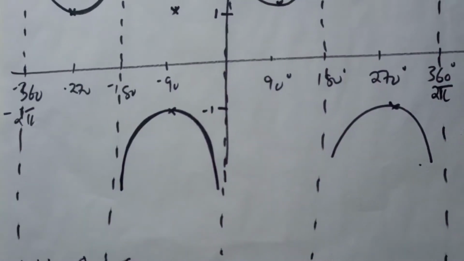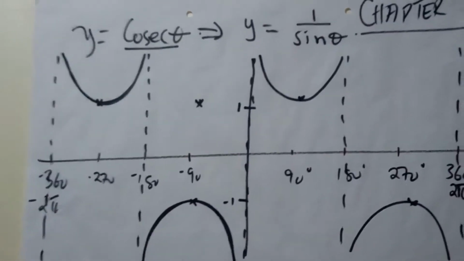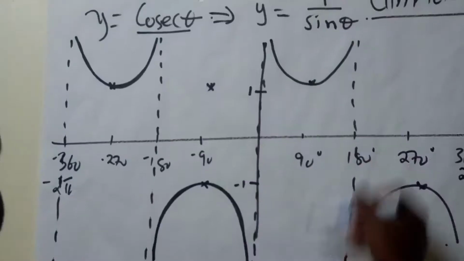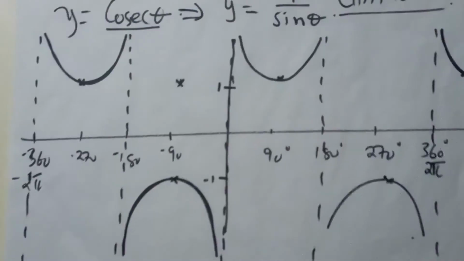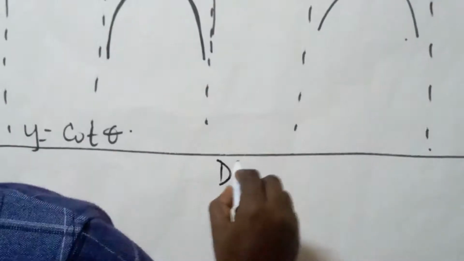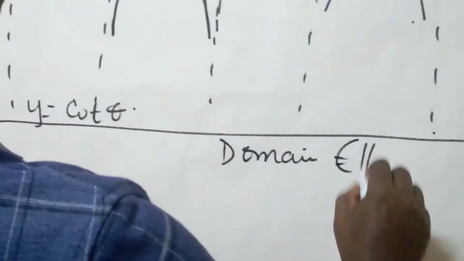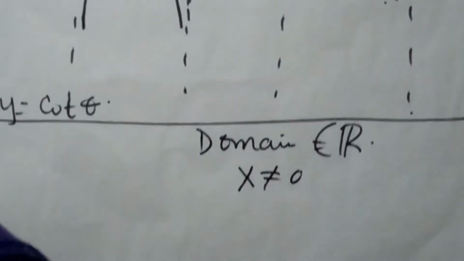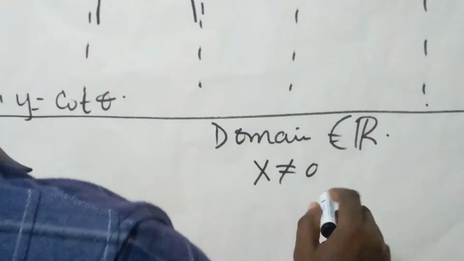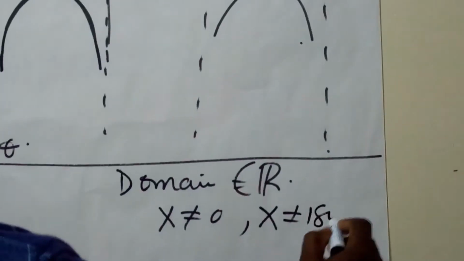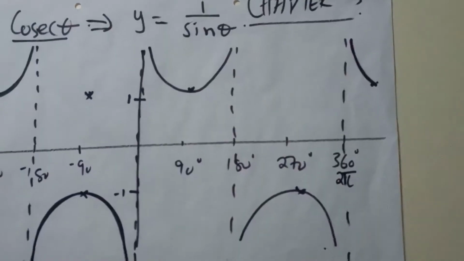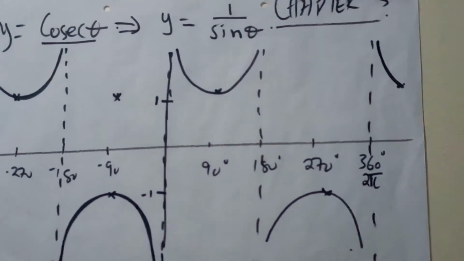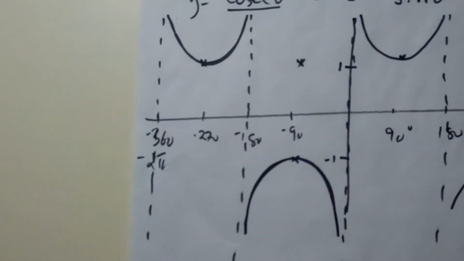Now, something to note. The domain of y equals cosec theta is the real numbers, but x is not supposed to be 0, because we do not have a specific value of y when x is 0. It is also important to note that x is not supposed to be 180 degrees, because when x is 180 degrees we do not have a specific value of y. x is also not supposed to be 360, not supposed to be negative 180, and not supposed to be negative 360, as you can see.